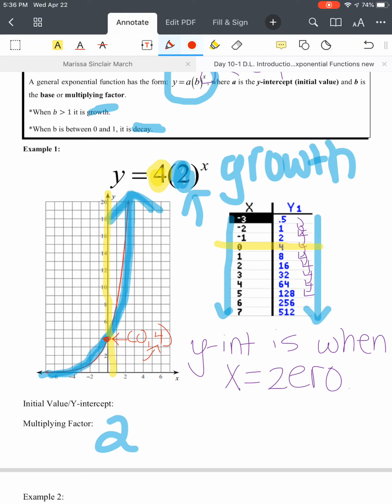You can write 0, 4, but really how we typically write it is y equals whatever it is, y equals 4. If you want to write it as an ordered pair, 0, 4, that's okay. But again, typically we see it as y equals 4. Okay, let's take a look at the next one.